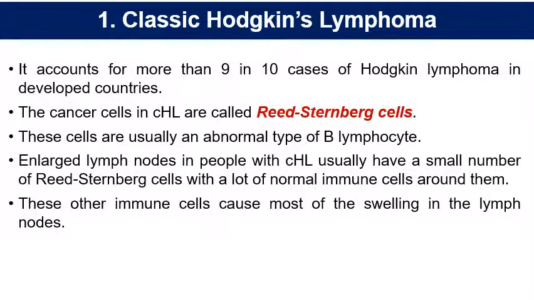Because of this, Reed-Sternberg cells attract the normal cells also, and that supports the cancerous cells. So these other immune cells cause most of the swelling in the lymph nodes. So lymph node enlargement happens mainly due to the coverage of these Reed-Sternberg cells by the normal immune cells.